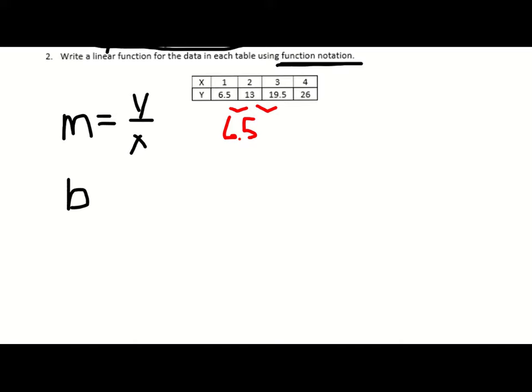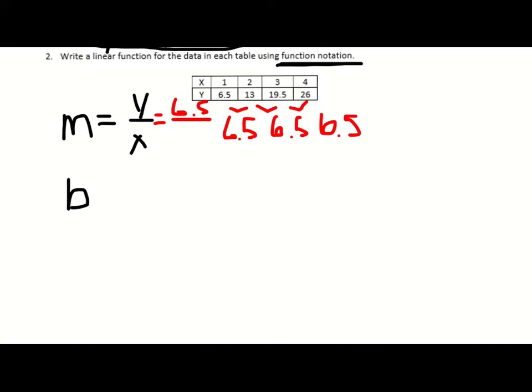From 13 to 19.5, how would I get to that? Well, that would be adding another 6.5. From 19.5 to 26, you bet, another 6.5. So every single time our y values increased by 6.5. So we're going to write positive 6.5. I would only put a negative if I was subtracting each time. I'm adding. The numbers were getting bigger.